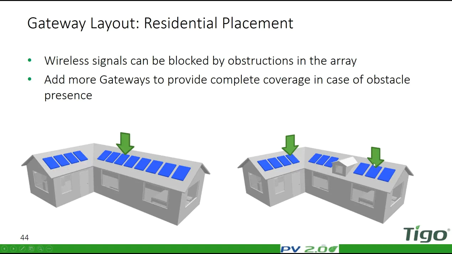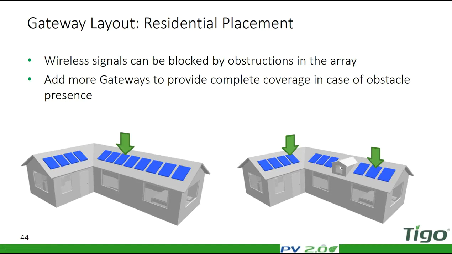If I have a gateway here, this dormer basically blocks the wireless reception for the rest of the modules, and vice versa. If I look at the gateway here, again, it depends on the roof and house material and the construction material. If everything is wood, for example, most likely that won't be an issue. But nevertheless, we do recommend that you have enough gateways.